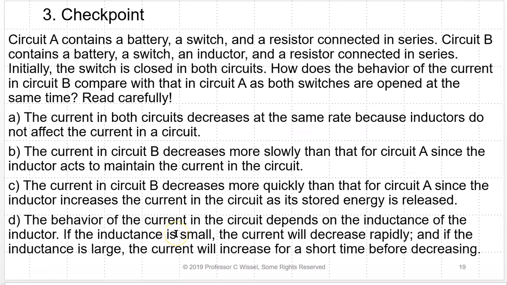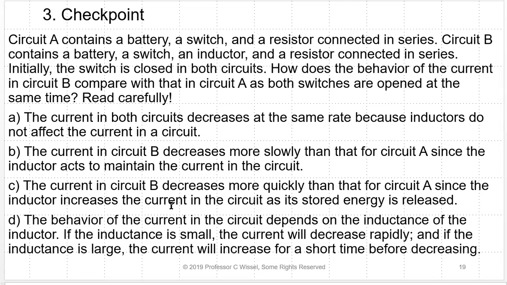Okay, at this point, we'll do some checkpoints. Circuit A contains a battery, a switch, and a resistor connected in series. Circuit B contains a battery, switch, an inductor, and a resistor connected in series. Initially, the switch is closed in both circuits. How does the behavior of the current in circuit B compare with that in circuit A, as both switches are opened at the same time?